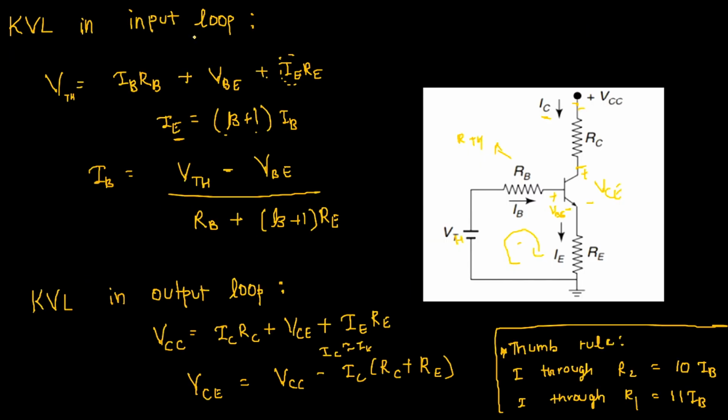The output characteristics that we are looking to find are IB, VCE, and we need to find the value of IC as well to plot our load line. So let's start with IB. For IB, the formula was VTH minus VBE divided by RB plus beta plus 1 into RE.